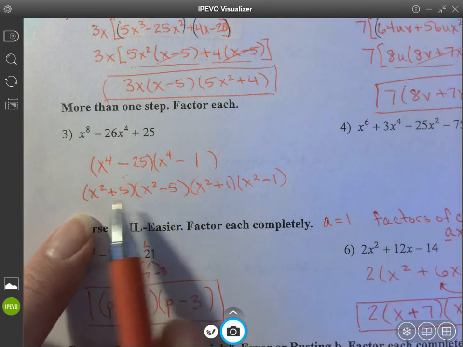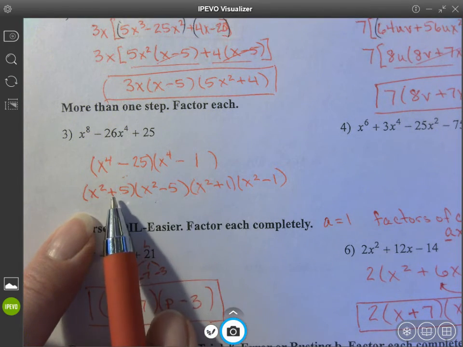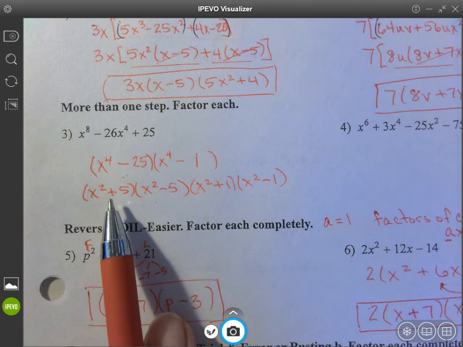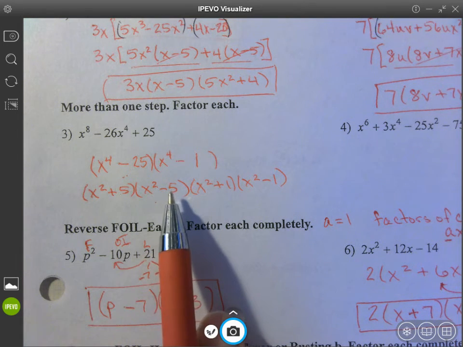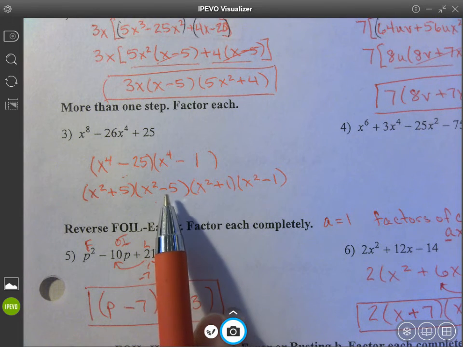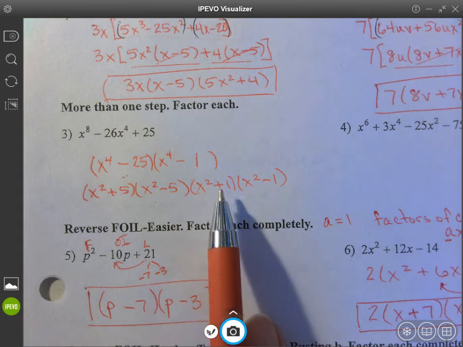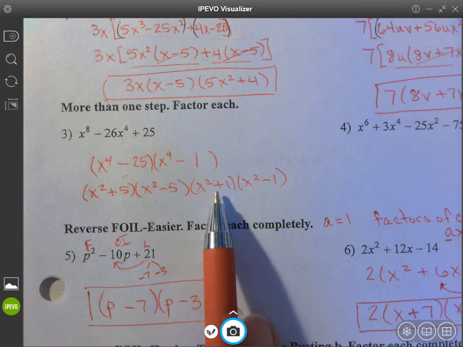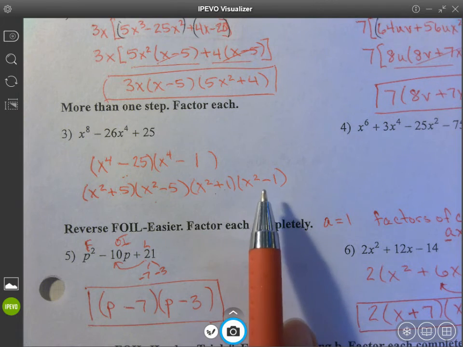Now, these all have a power of 2. Well, first of all, that's not a difference, so I don't have to worry about it. There's nothing else that factors. This is a difference, but is 5 a perfect square? There's no factors of negative 5 that add up to 0. This is not a difference. There's no factors of 1 that add up to 0. Don't I have 0x in the middle? But this is another difference of squares.